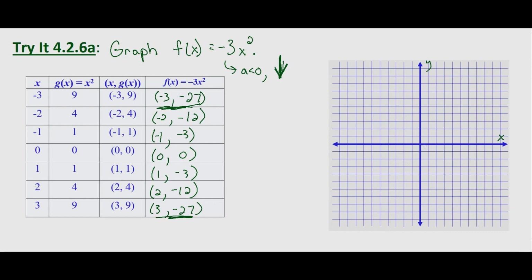Let's start with our vertex, which is at 0, 0. And at negative 1, it's negative 3. So remember, I'm letting each one of these be 2. So negative 1, negative 2, negative 3. 1, negative 3. 2, negative 12. So 2, 2, 4, 6, 8, 10, 12. And negative 2, negative 12 as well.